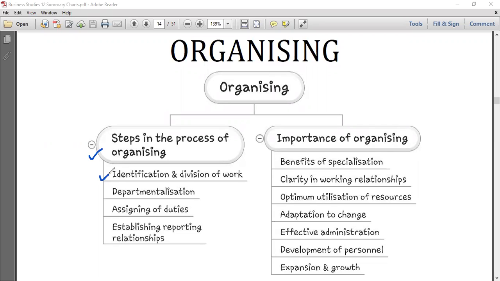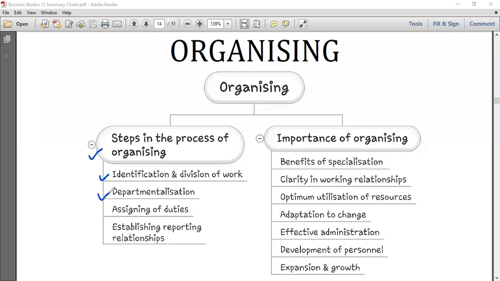So in that also we created the departments, and here also a similar kind of activity has to be performed. So the first function that has to be performed in the process of organizing is identification and division of work. Identification of work and division of work. After you have divided the work into different categories, now on the basis of those you can create departments. That is called departmentalization, the second step in the process of organizing.